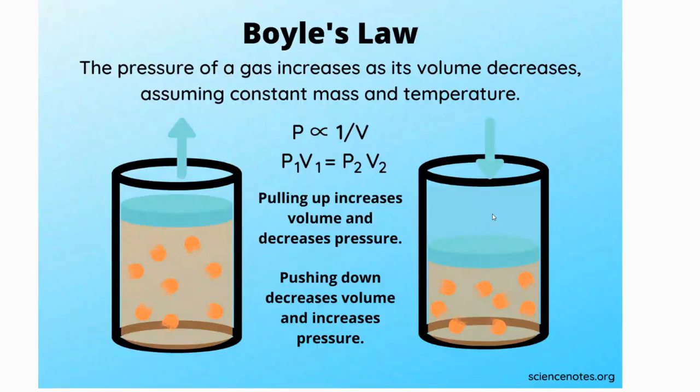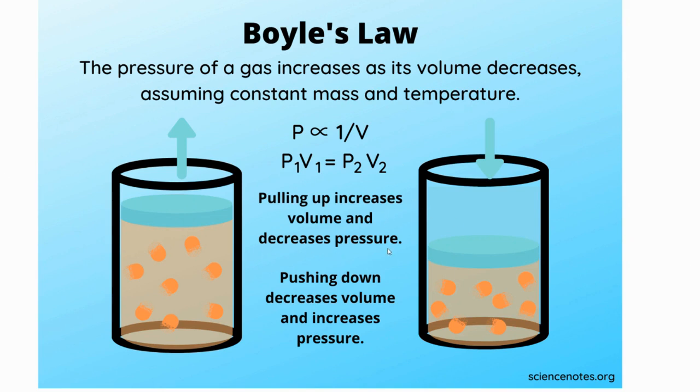So the first type is related to the ideal gas law. This is when we take the ideal gas law and say that the number of moles is not changing and the temperature is not changing. If the number of moles and the temperature are not changing, then we have Boyle's law. So we have this relationship, P1V1 equals P2V2.